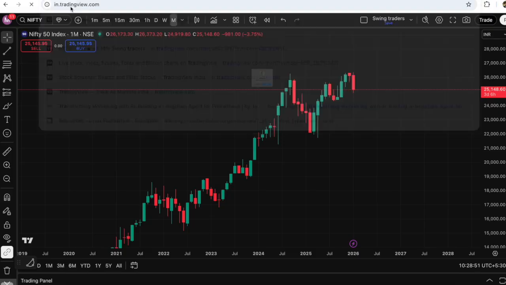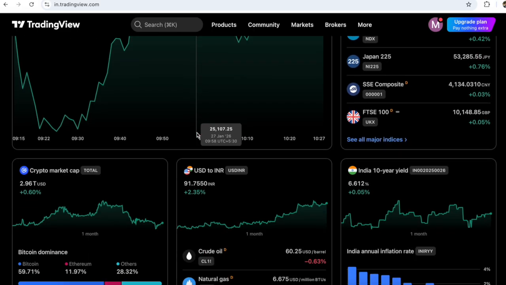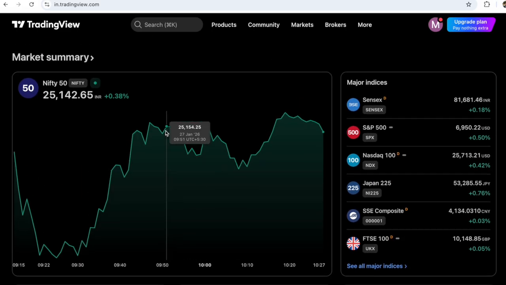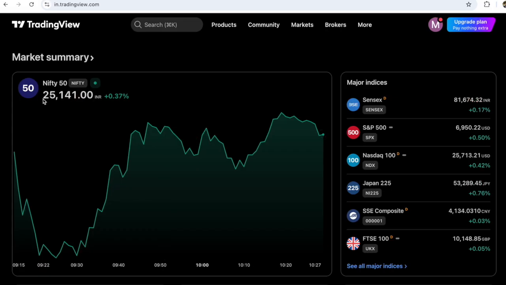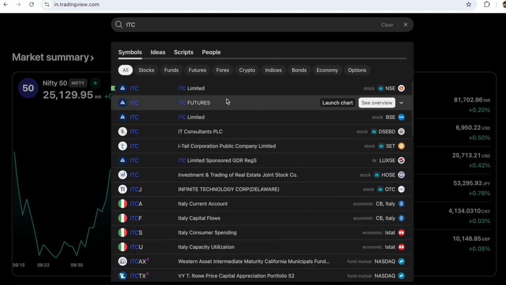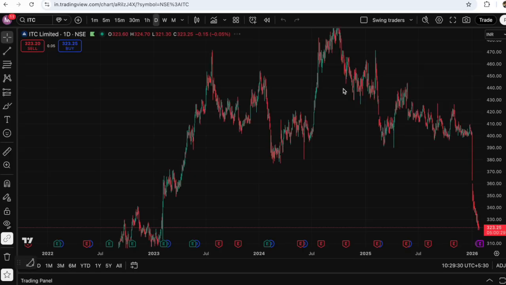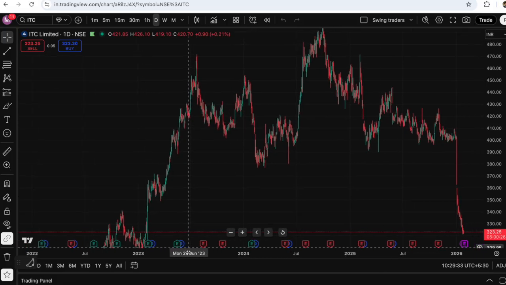Type TradingView, and you will land here. This is the main page of TradingView. If you want to understand how exactly your stock is performing, you can find out here. Currently, you can see Nifty trading around 25,144. As per our session, we're going to talk only about ITC, so let's start with ITC. If you search ITC, you can see ITC loaded here. I select the launch chart. Okay, now the ITC chart has been loaded.